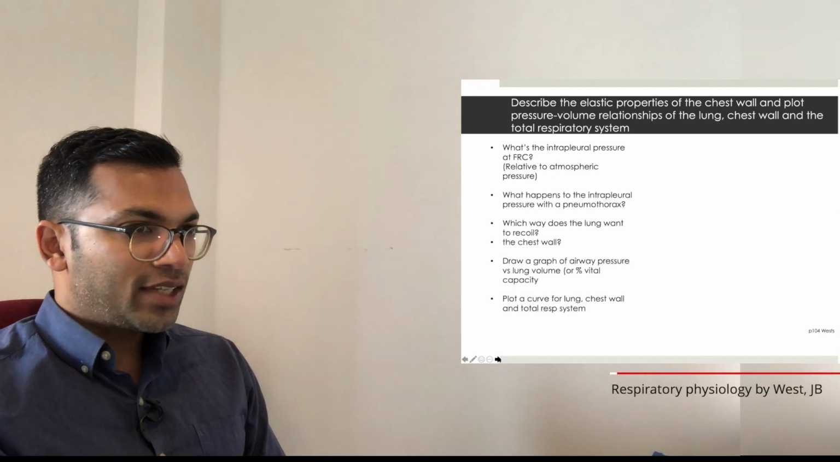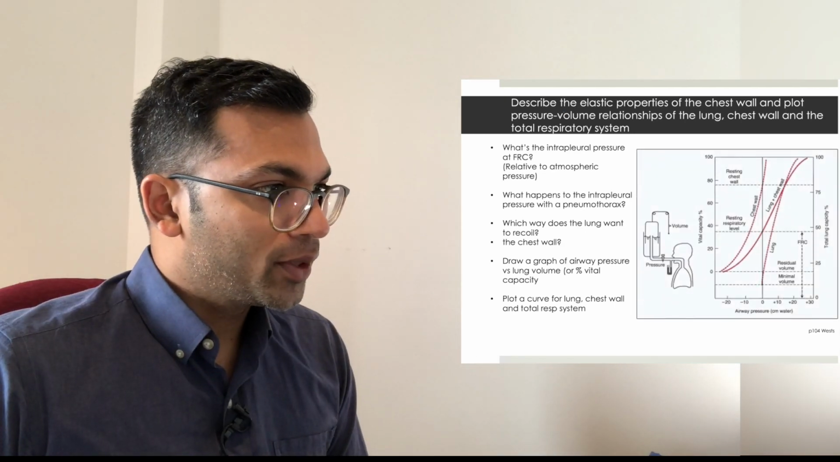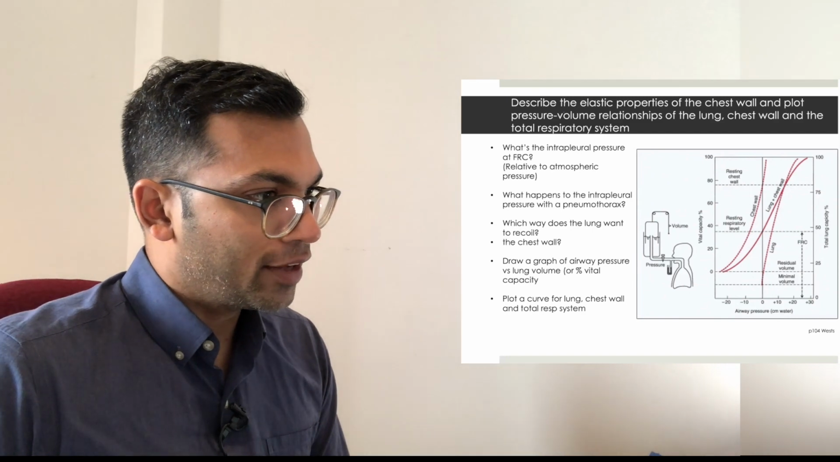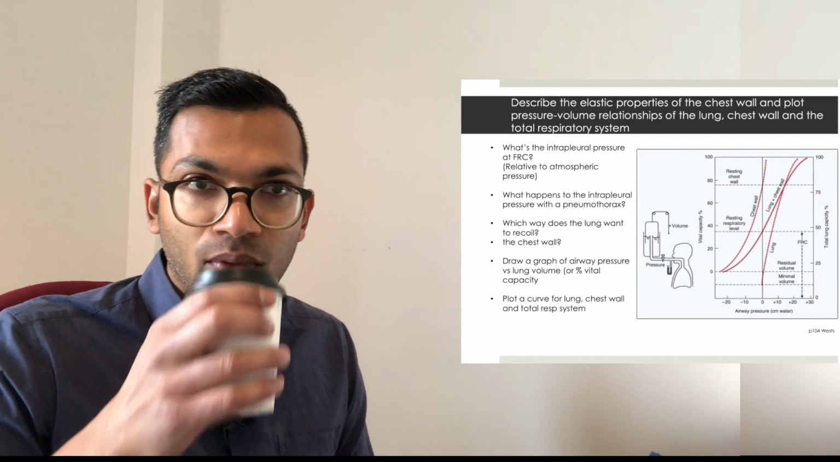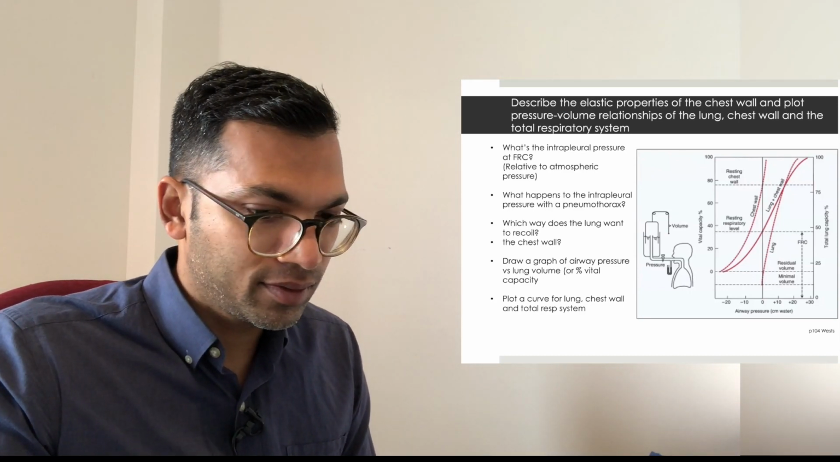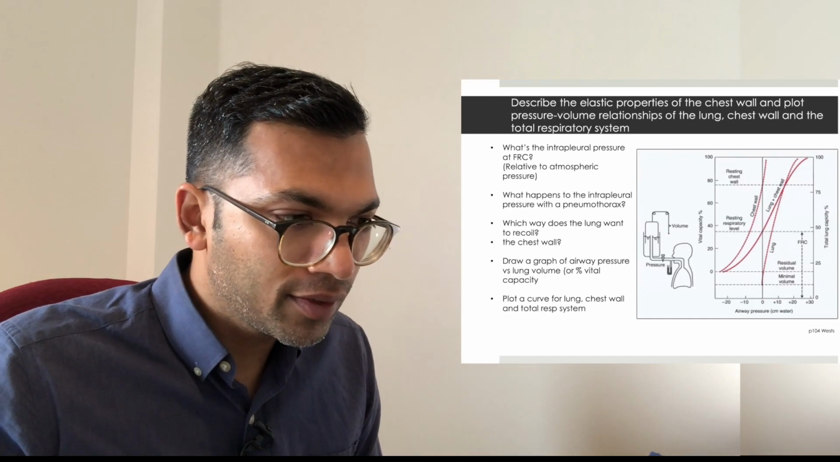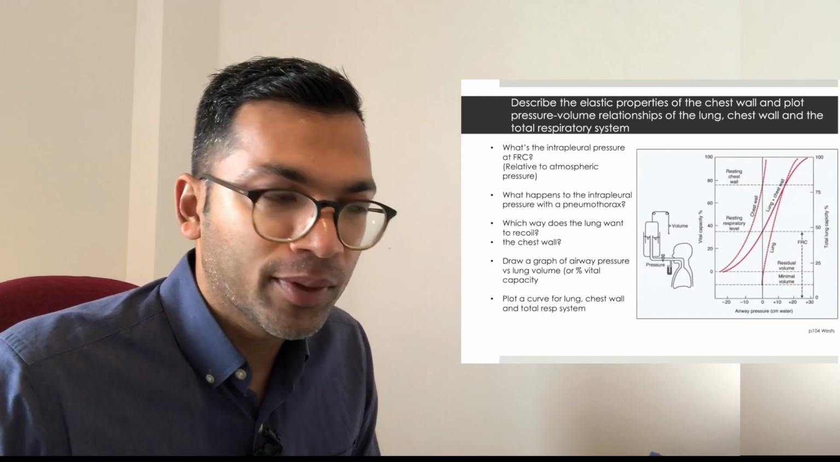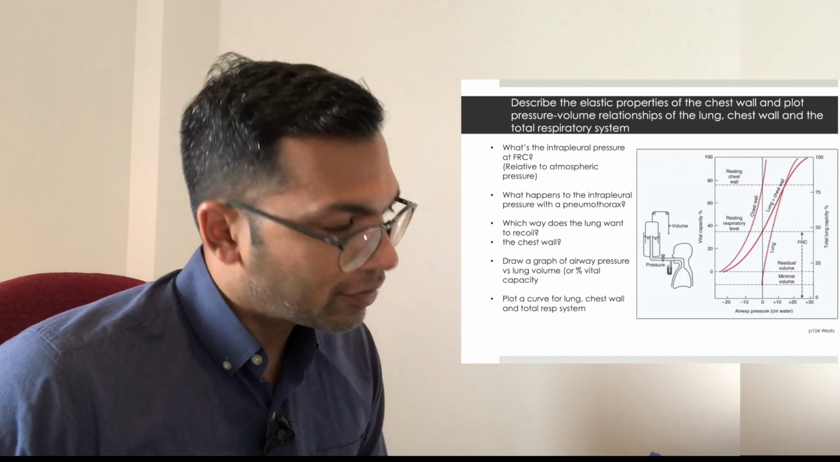Again, take a minute to answer. Actually, what do you reckon? What's the intrapleural pressure at FRC? It's always relative to atmospheric pressure. So I would say the intrapleural pressure at FRC would be -5 relative to atmospheric. Right, I had trouble hearing you, but I think you said -5 centimeters of water. Is that right? Yeah, fantastic.